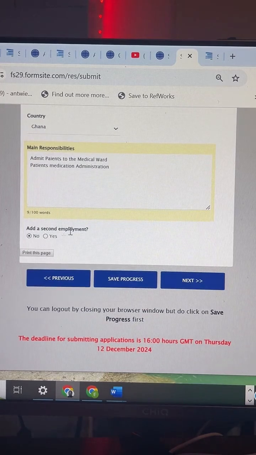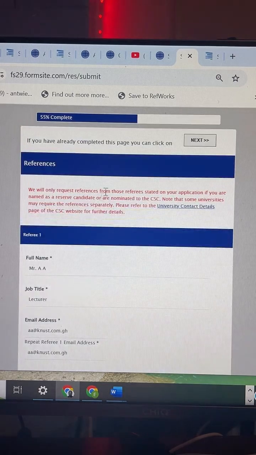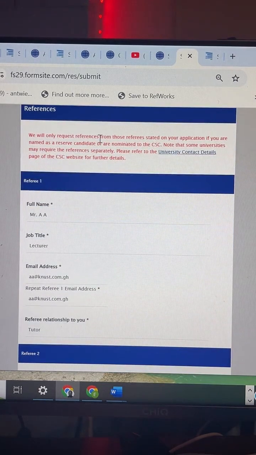So you can fill in the national service one, but if there's any room for you to add it as well, okay, so there's an option, add a second employment. You can go ahead and add it. But if there is none, it's not going to take anything from your application. I've indicated there is none.